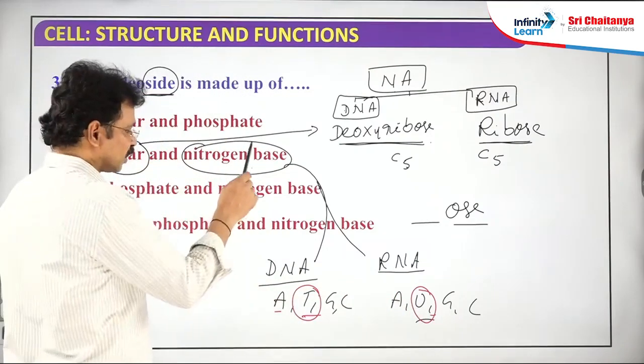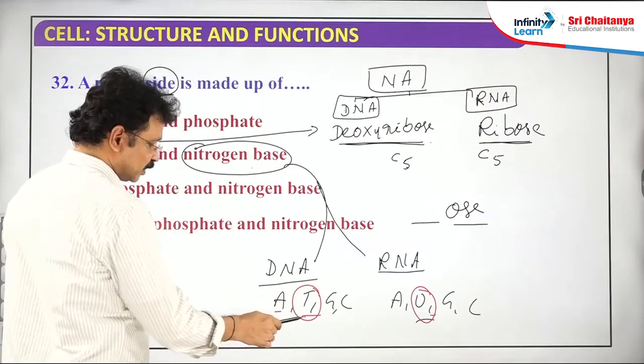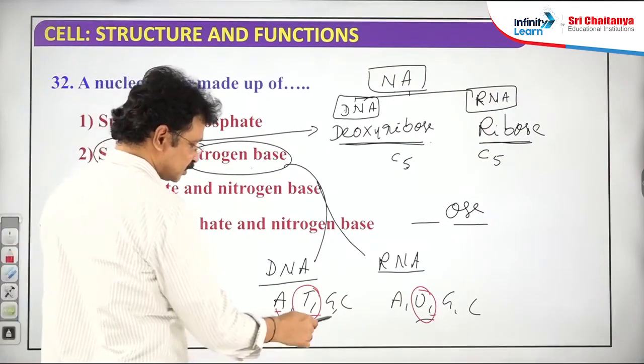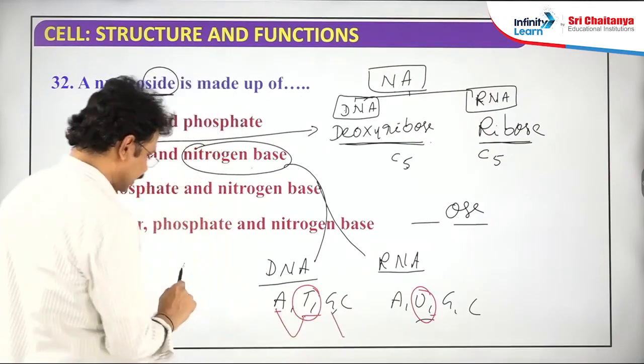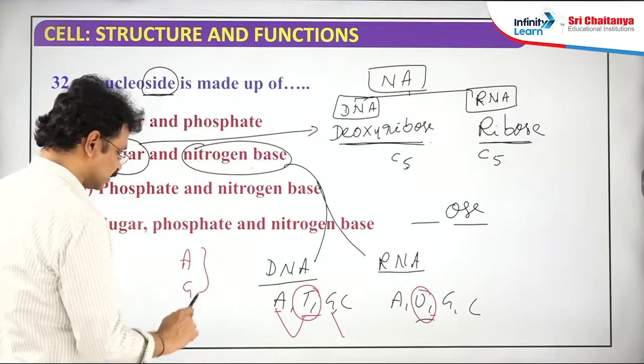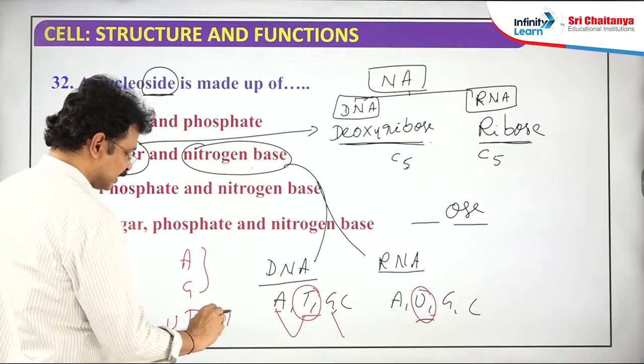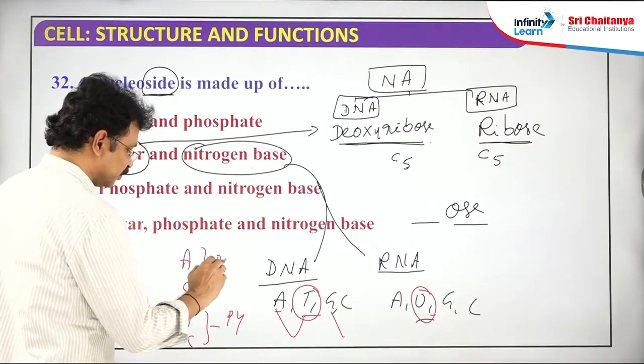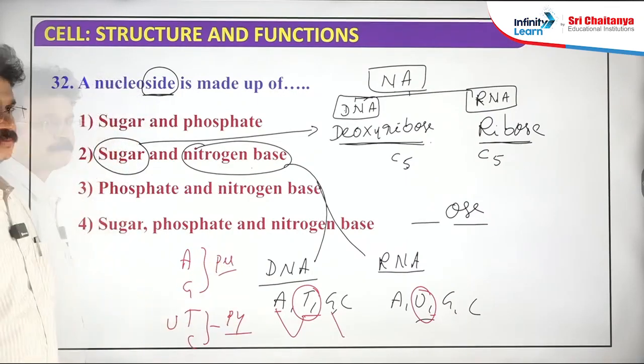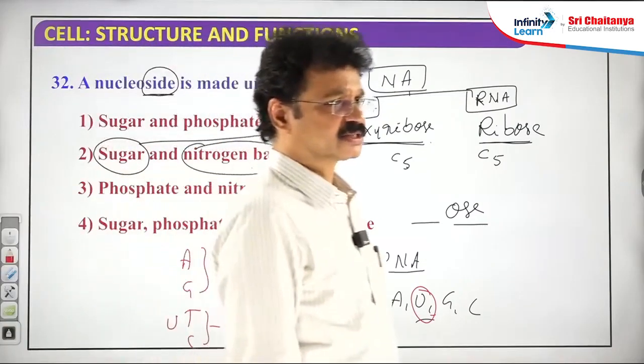These nitrogen bases are 2 types, purines and pyrimidines. Adenine, guanine are purines, thymine, cytosine and uracil are pyrimidines, PY, pyrimidines, PU, purines. Now, these are the concepts learned in last class.